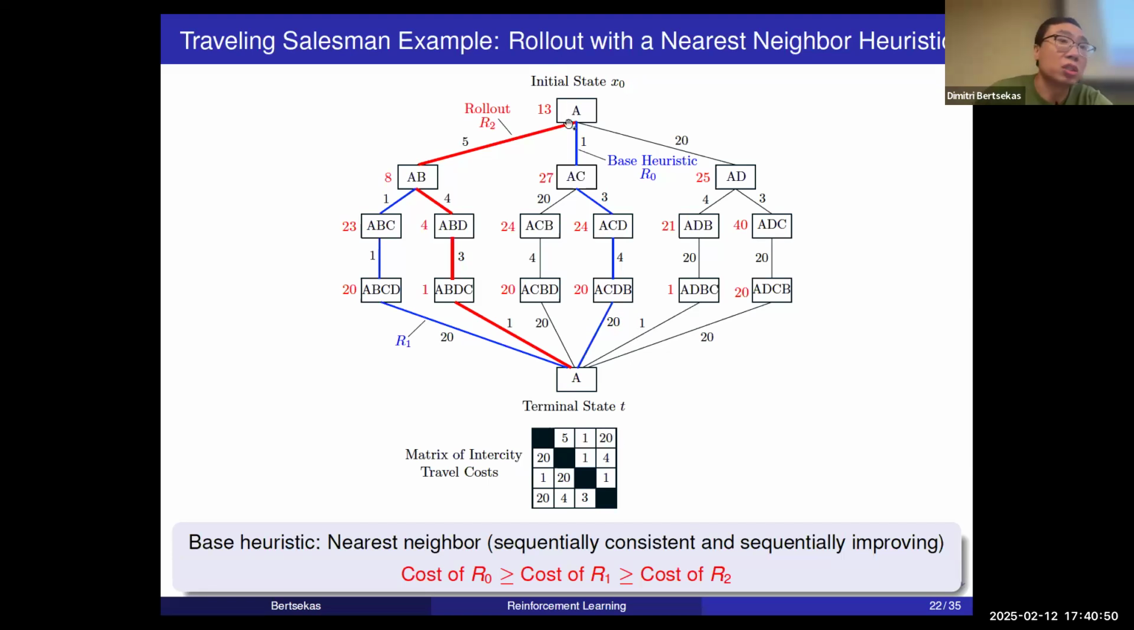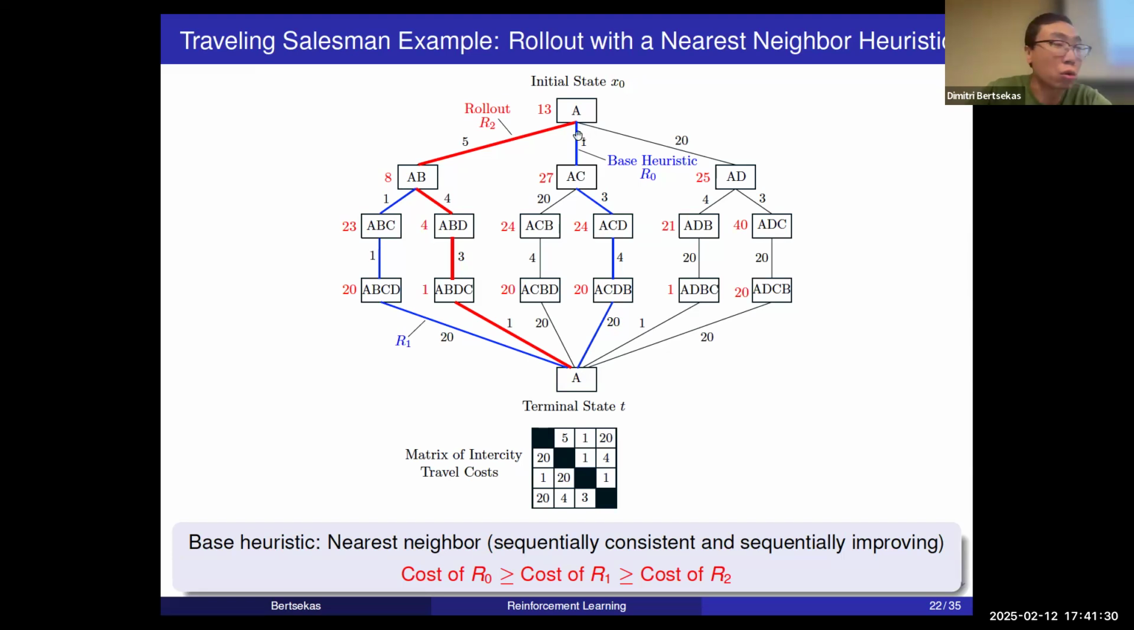The base heuristic, which is the nearest neighbor base heuristic, tells us we should choose this distance and move to city C, right? And then starting from this partial tour AC, we look at the two alternatives, B or D, and we have this one chosen according to the nearest neighbor heuristic, and so on. And this is the complete tour selected by the base heuristic, which is R0.